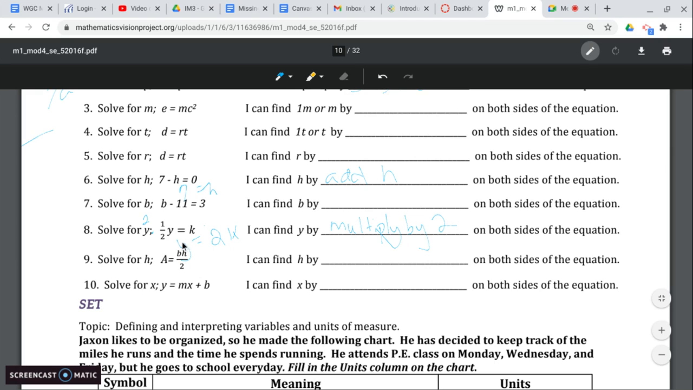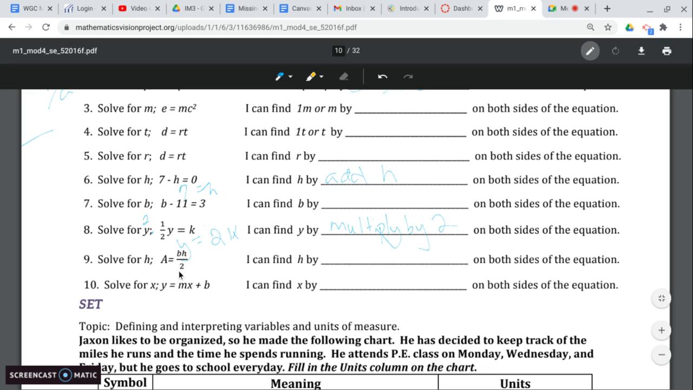And then the last one we're going to look at together is number 9. We want to solve for h. Notice a lot more variables in this one: A equals b times h divided by 2. This is the area of a triangle. This is the formula for that. In this case, we want to have it solved for h because maybe we know the area and we know the base, but we don't know the height. So this makes it a little easier if we rearrange the formula for solving.